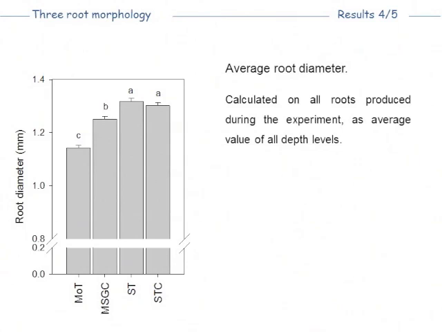Here you can see the root diameter. In this case, the smallest diameter was with the turf grass, the intermediate was with the multi-species ground cover, and then the tillage had the biggest diameter, on average, of the root system that was grown.